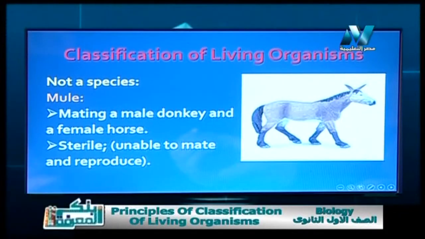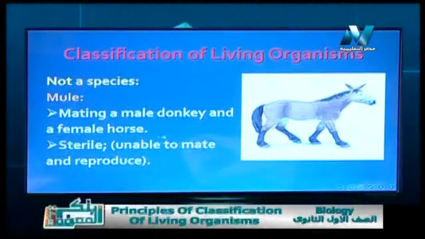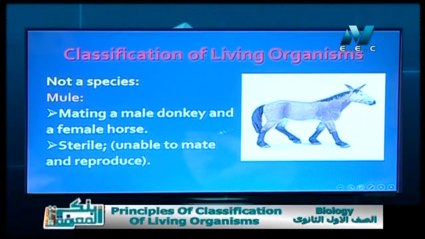Mule. Mule is also a sterile organism produced from mating a male donkey with a female horse. And as you see, it gathers the characteristics of both the horse and the donkey. It cannot be considered one of the donkeys or one of the horses, so it is a new type of organism called mule, and this mule is sterile, that is unable to mate and reproduce, and it is also not considered a species.